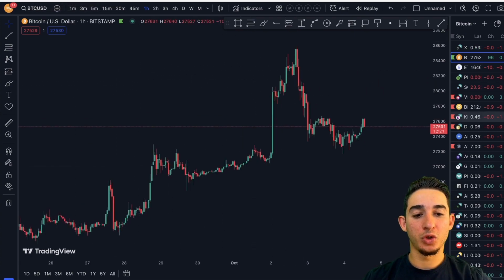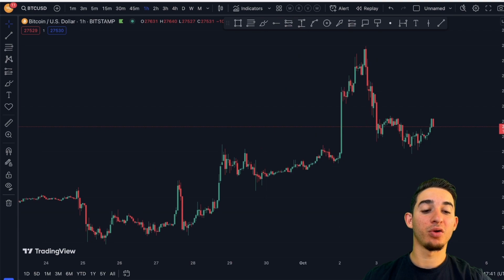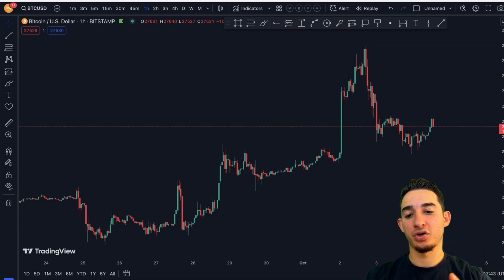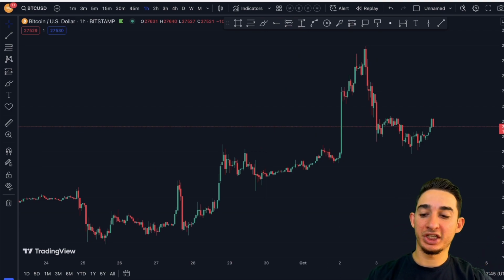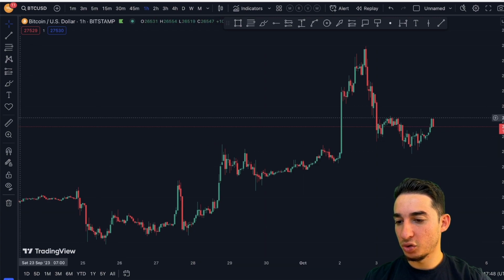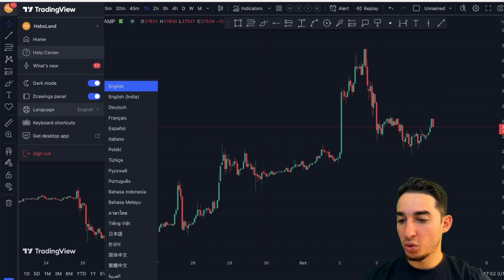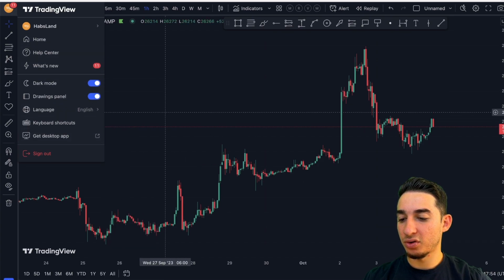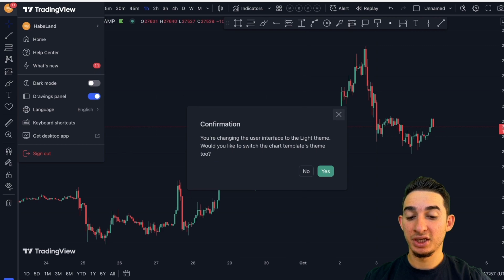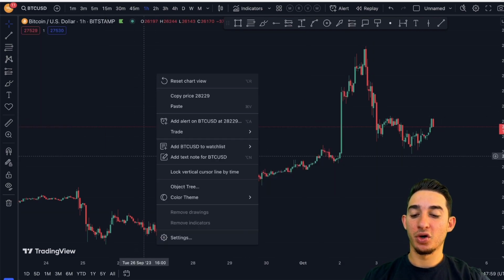Now, first of all, you have this watch list right here. It's going to look like this, most likely. If you want to change it to black, all you have to do is go on settings, which should be right here, and you have all the settings right here, dark or light mode essentially. I'm not going to confirm that, but you could go ahead and do that.